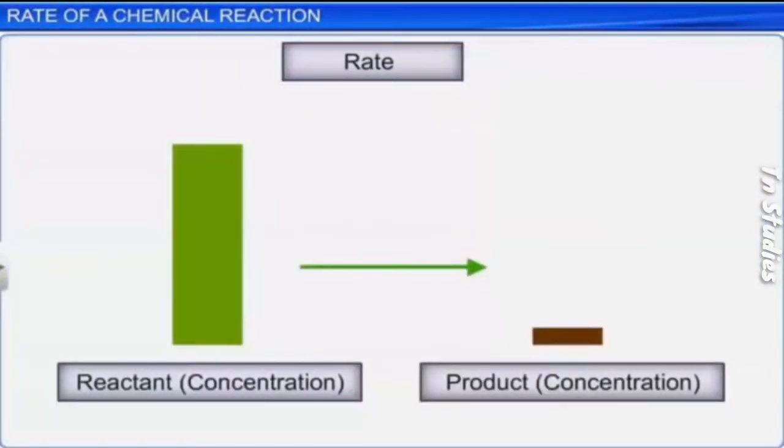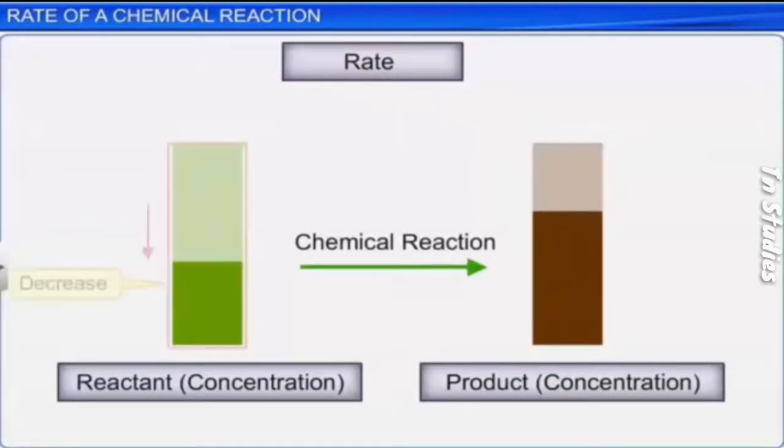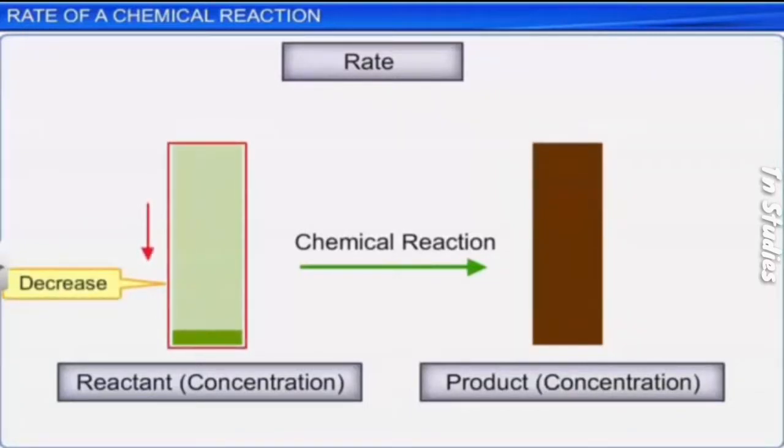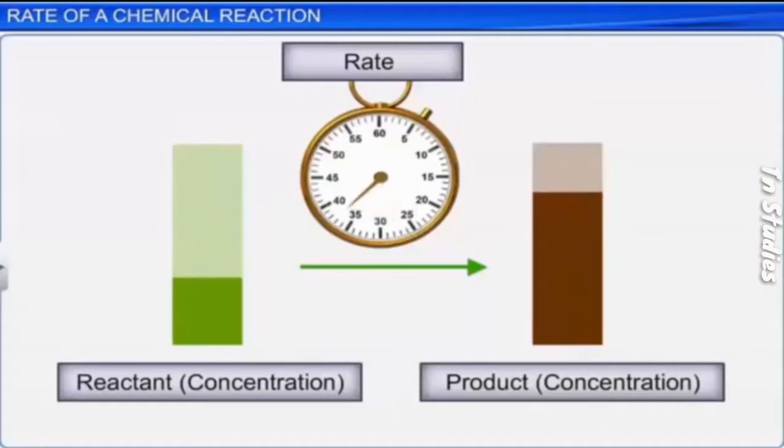In chemical kinetics, the rate of a chemical reaction is defined as the rate of decrease in the concentration of the reactant, or the rate of increase in the concentration of the product. Thus, the change in the concentration of the reactants or products with respect to time is called the rate of a reaction. In other words, the reaction rate specifies how fast a reaction takes place.